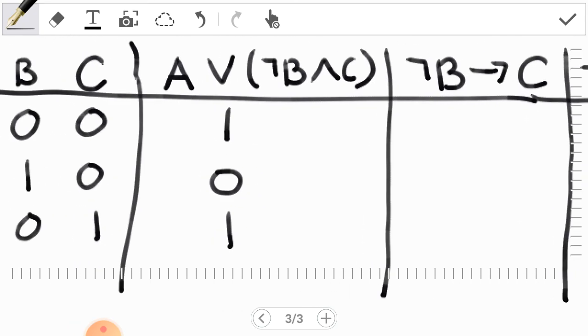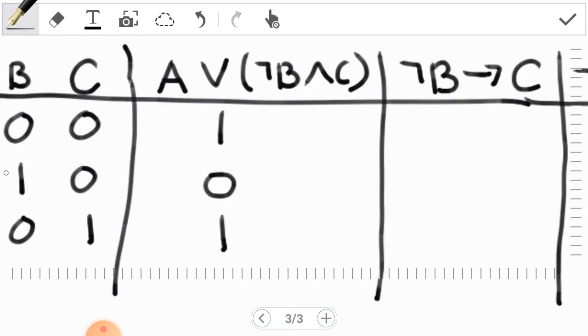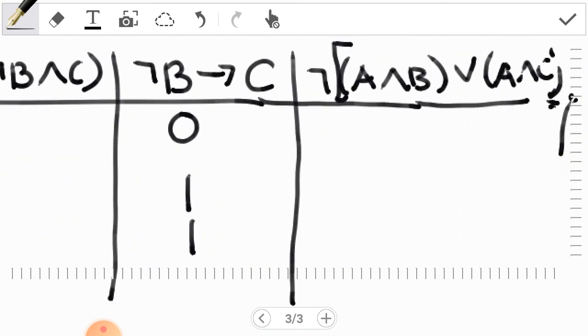Second condition, not B implies C. Not B becomes true, and C becomes false. If the first premise is false, the implication is true. This is true, we check the second. This is false. This becomes true because it's not B, implies C. C is true. Therefore, this must be true. True implies true, true.